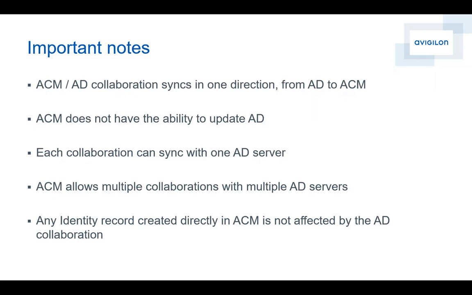Each collaboration can sync one Active Directory server. So if you have multiple Active Directories that you need to synchronize, all you have to do is create multiple collaborations with Active Directory, one per server. Any identity created directly in ACM is not affected by the collaboration.